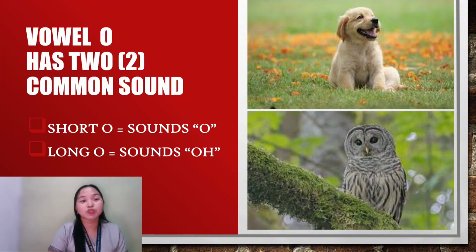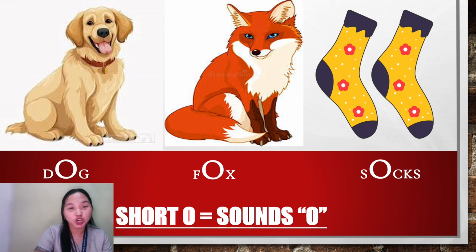The vowel O has also two common sounds. We have the dog and the owl. So we have an example here for the short O. It is said directly, quick and soft, and you don't open your mouth too much, unlike the long O. The long O sound is long and strong, you open your mouth more and round your lips. For the short O, the examples are dog, fox, and socks.